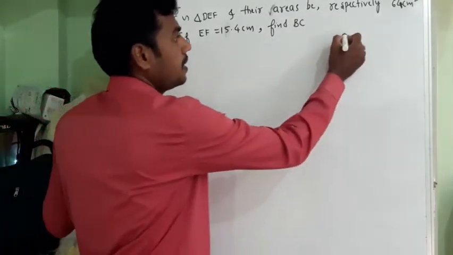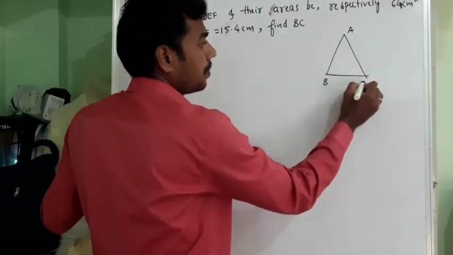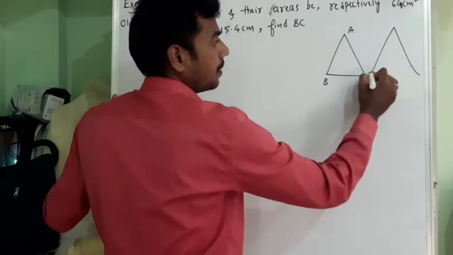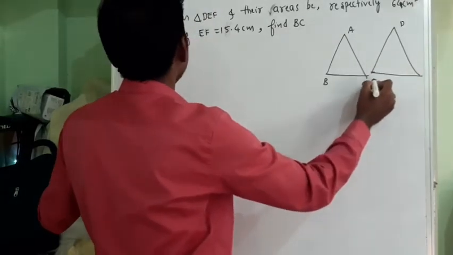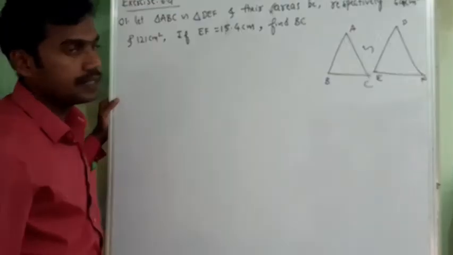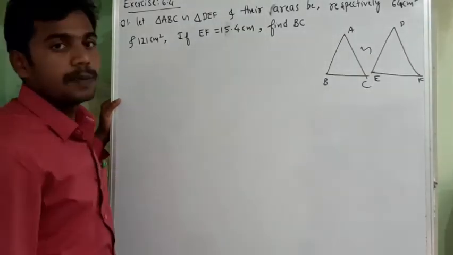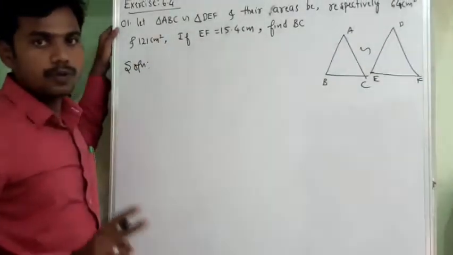Suppose ABC is one triangle and DEF is the other triangle, and both are similar. If two triangles are similar, what does the area of similar triangles state? The ratio of areas of two similar triangles is equal to the square of the ratio of corresponding sides. We are going to make use of that and find BC.